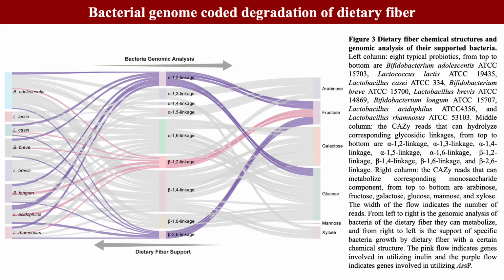Then we analyzed the whole genome of all probiotics to find the relation between them. We found that for every bacterium, more genes support bacterial growth on AssP than inulin as a sole carbon source. In addition, different bacteria can utilize different glycosidic bonds. Similarly, a monosaccharide connected via a certain glycosidic bond could meet the genetic requirement of being hydrolyzed by one bacterium, but not necessarily another.